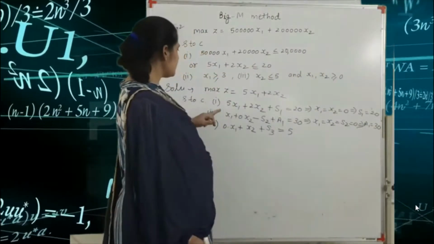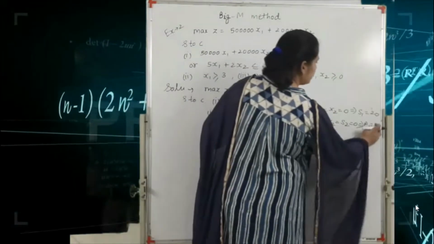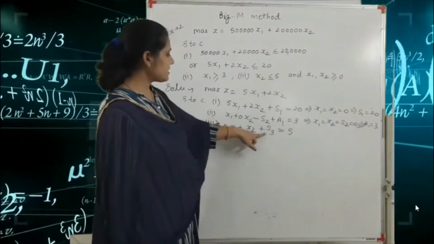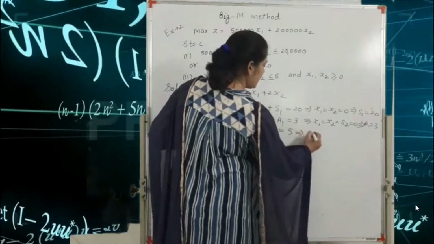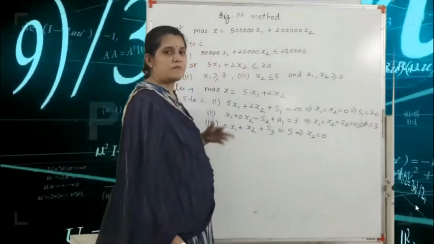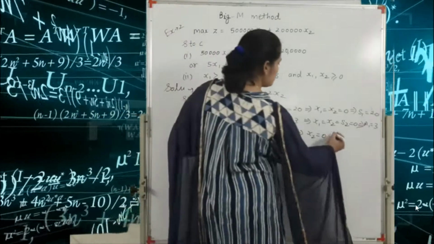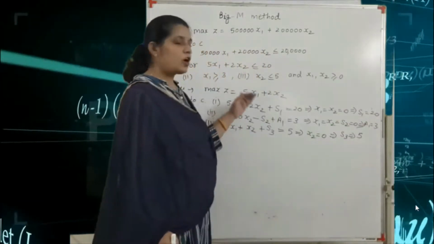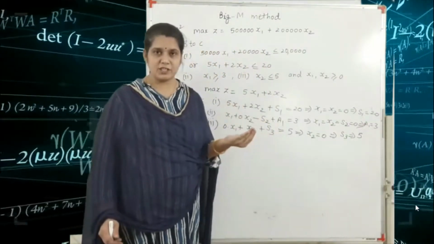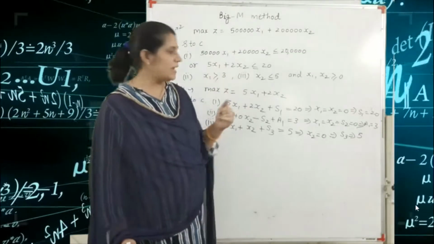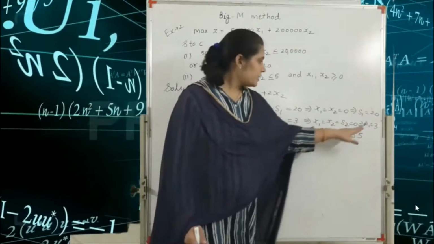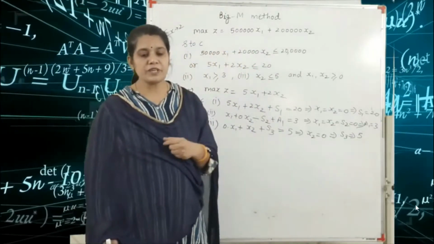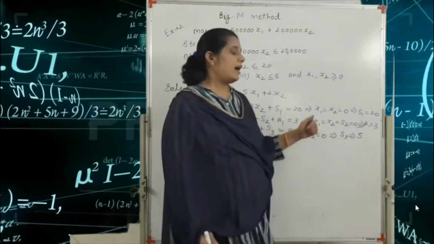Next is the third equation, 0x1 plus x2 plus s3. If x2 is equal to 0, because the coefficient of x1 is already 0, then we get s3 equal to 5. That means according to these constraint equations, we get three positive values: s1 equal to 20, a1 equal to 3 and s3 equal to 5.